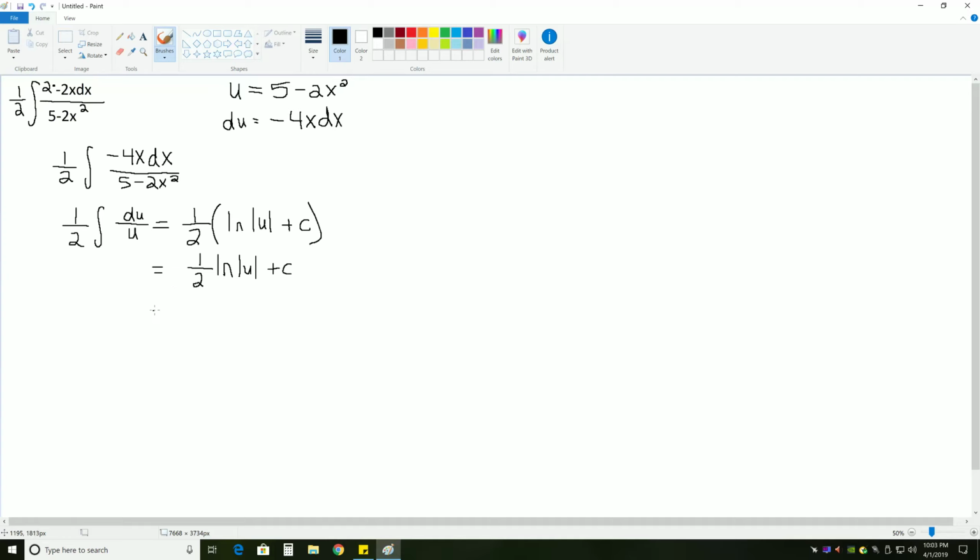And now the last thing that you want to do is get rid of this u. We didn't start the problem with u, we started the problem with x, so we need to go back to our x's. The way that we do that is right here. We said that u is equal to 5 minus 2x squared, so we're going to plug that value back in. 1/2 times the natural log of the absolute value of 5 minus 2x squared plus c, and that gives us our final answer.